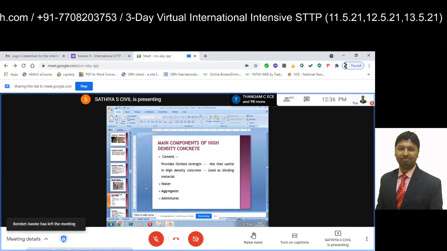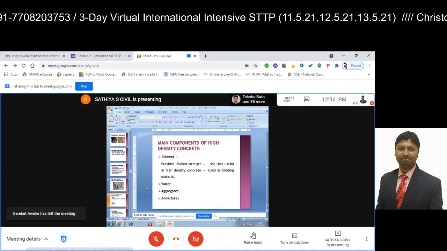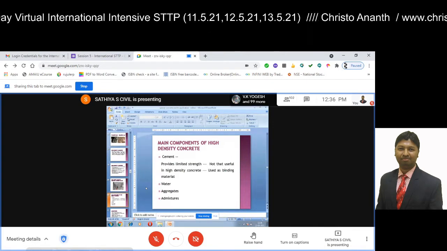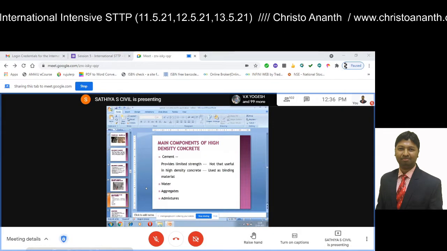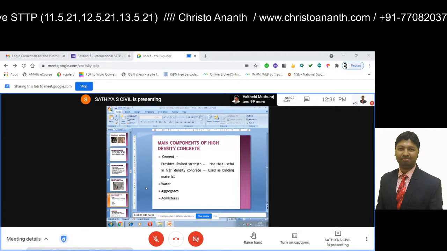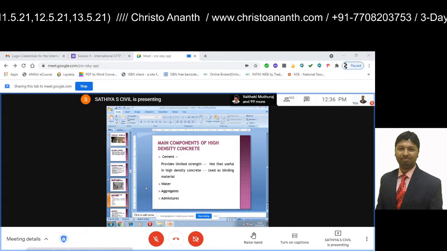And the main components of high density concrete are cement, water, aggregates, and admixtures. The admixtures are added to the conventional concrete for modifying the properties of concrete.